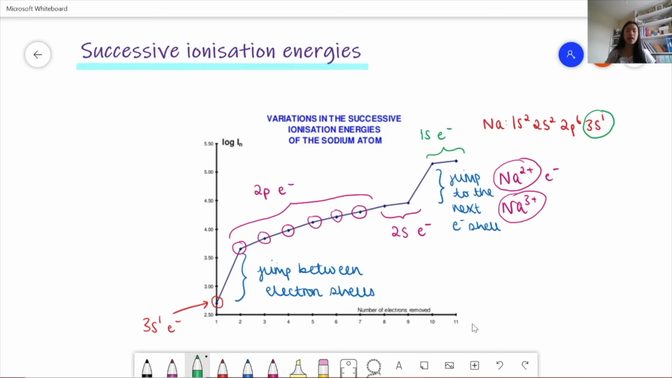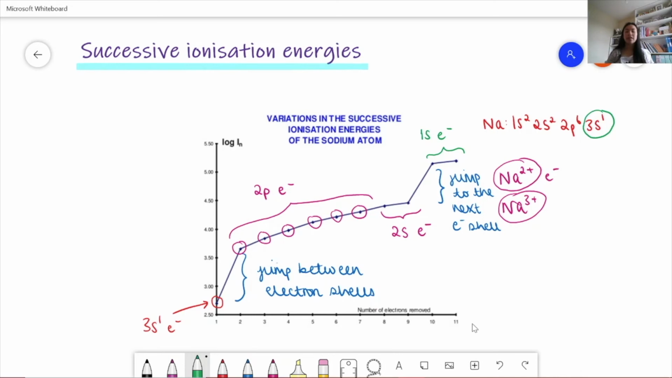And so they take the most energy to remove, because we have a very, very positive ion now. So we have an Na9 plus ion now. So it's very, very positive. And also there's literally no shielding anymore, because we're at the first electron shell. And so the distance between the outer electron and the nucleus won't be very big. And so it'll take a lot of energy to remove these 2 electrons. And so that's why they have the highest ionization energies.